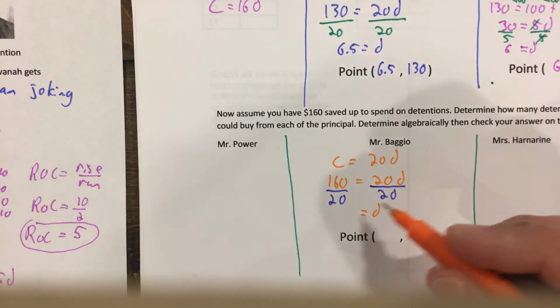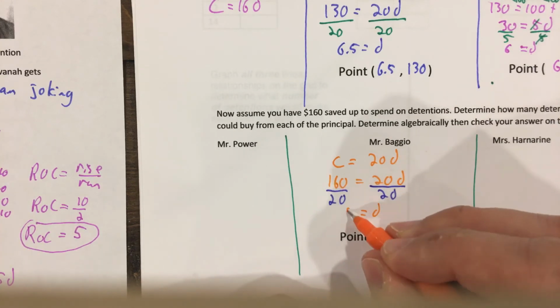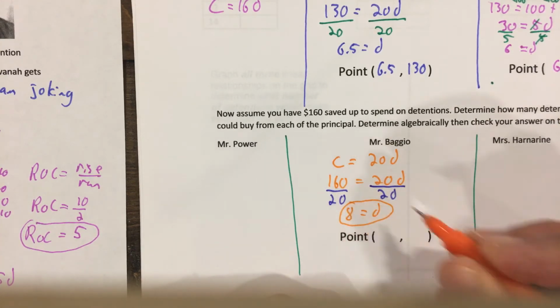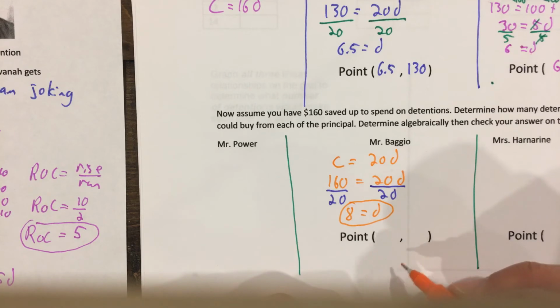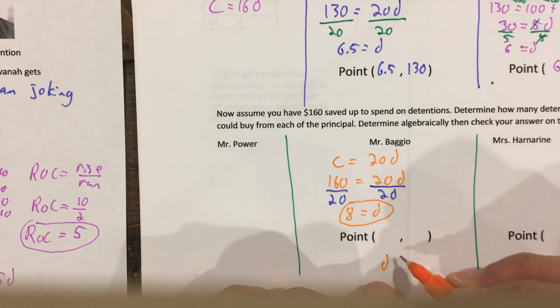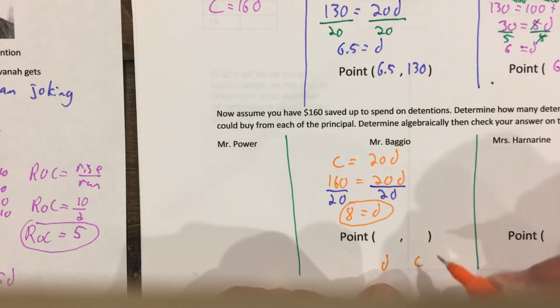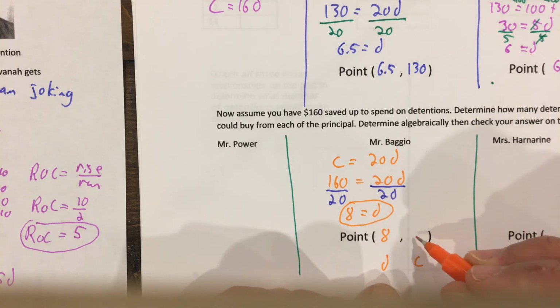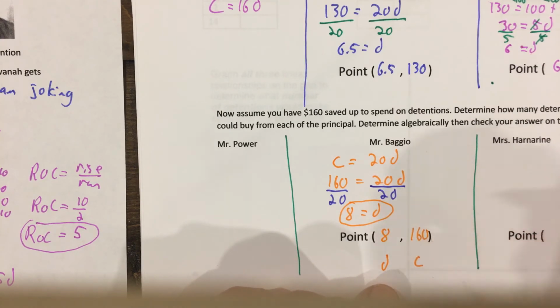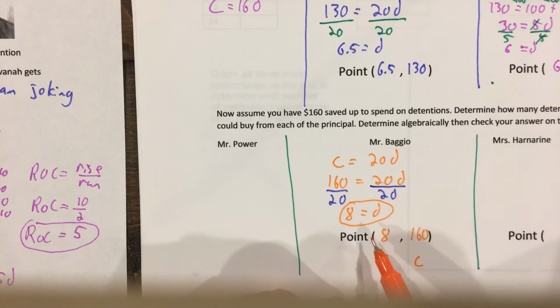And I'm going to get 160 divided by 20 is 8. Therefore, my point of detentions, because that's my independent variable, and cost is going to be 8 and 160. So 8 detentions will cost me $160. That's what that point means.